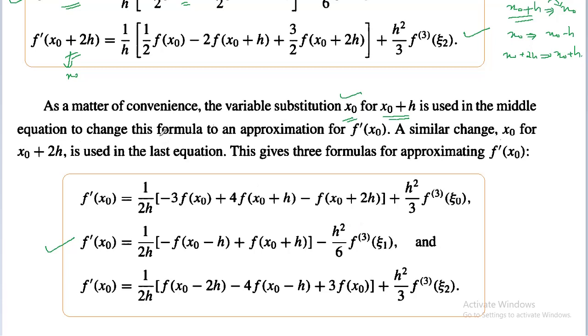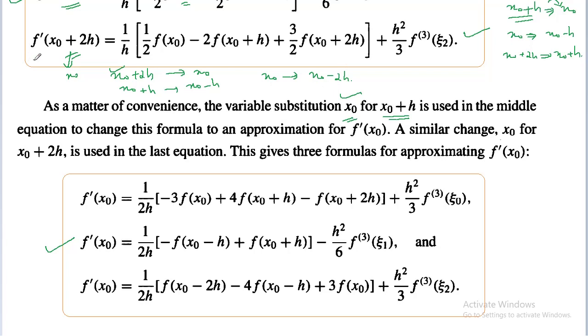And in the third one, we are changing x0 plus 2h as x0, so f dash of x0. In that case, x0 plus h changes to x0 minus h, and x0 changes to x0 minus 2h. If we change x0 plus 2h as x0, then x0 plus h is changed to x0 minus h, and x0 is changed to x0 minus 2h.